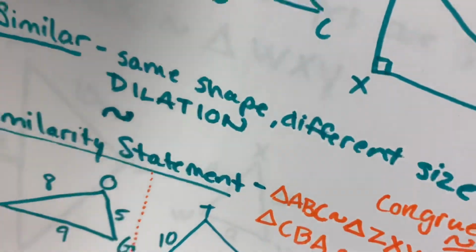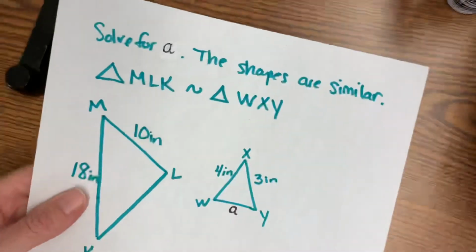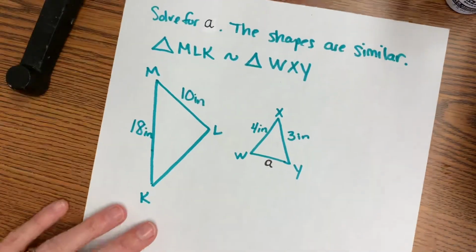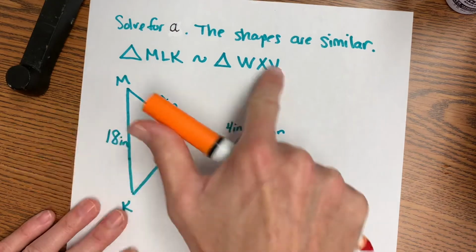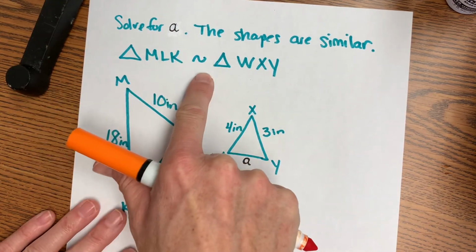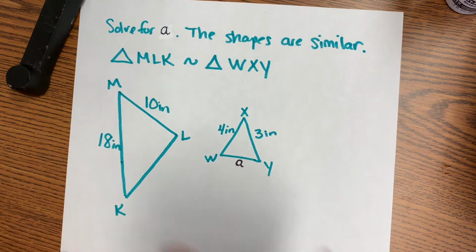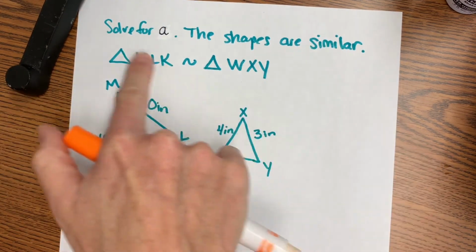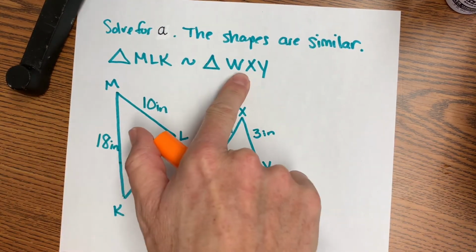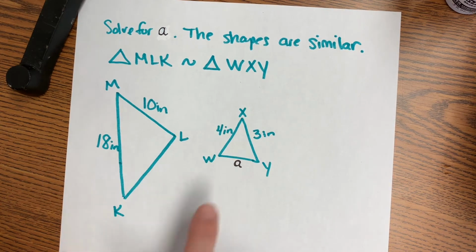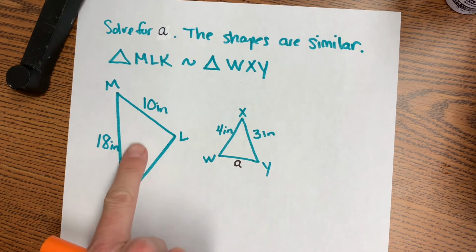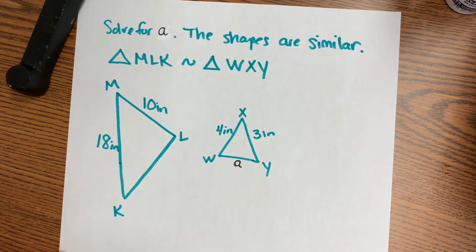And then this is not in the book, but I just made up one practice problem because I want you to see how you can actually utilize the similarity statement. So this is called a similarity statement when you state two triangles are similar. And so I just made this up. So it says solve for A, the shapes are similar. So here's the similarity statement. We need to figure out how to find missing length A, and the triangles don't look the same.